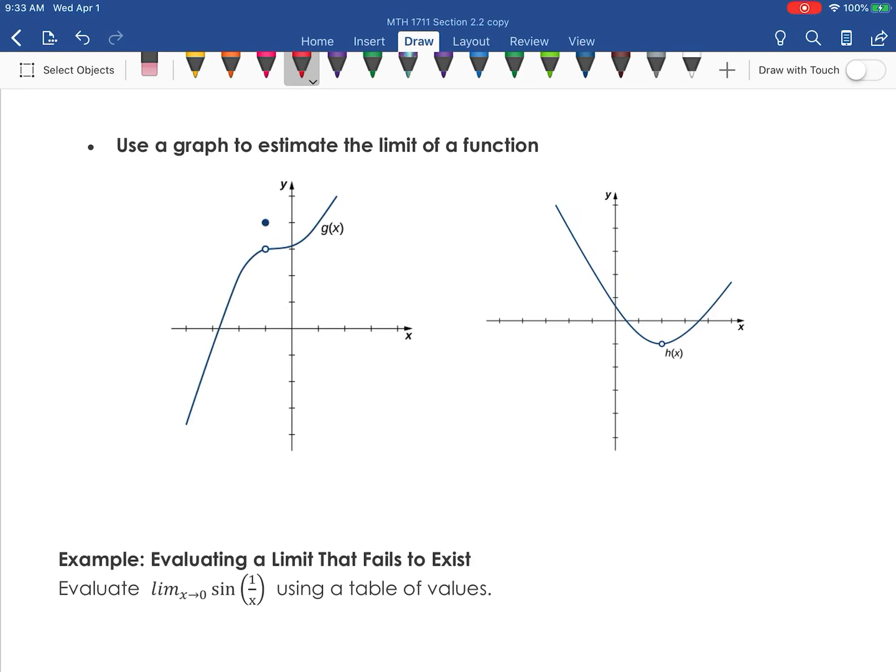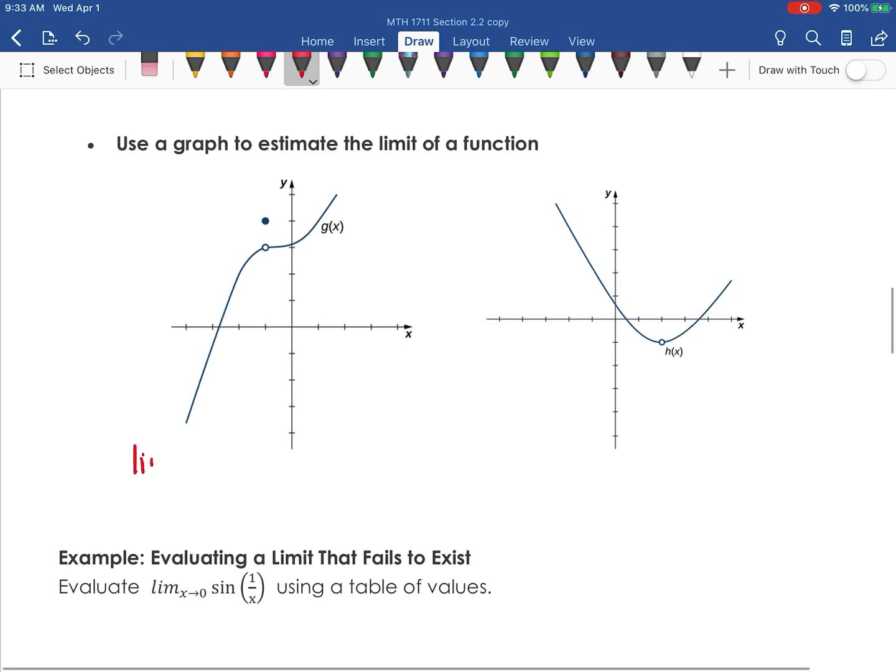To estimate the limit of a function at a given point, looking at a graph, you're literally just going to imagine that you're tracing the graph with your pencil from both sides and imagine what you're getting closer and closer to for the value of your function. So for this first graph, let's find the limit as x approaches -1.